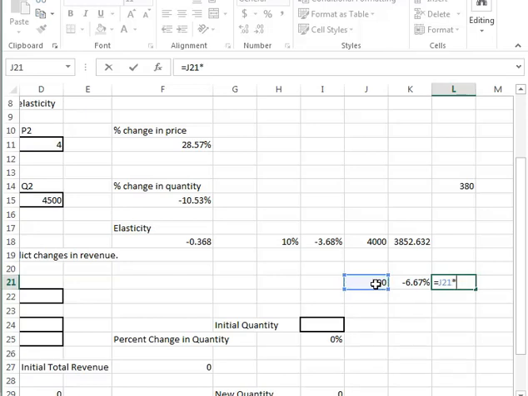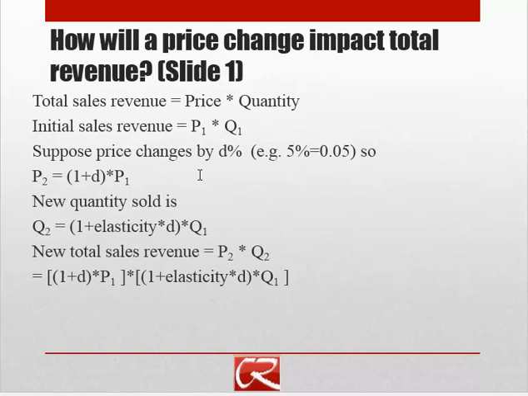Multiply, plus 1 plus percentage change in price, and then close our parentheses to keep Excel happy. And so our new price is $466 2/3. So that would be our answer here.